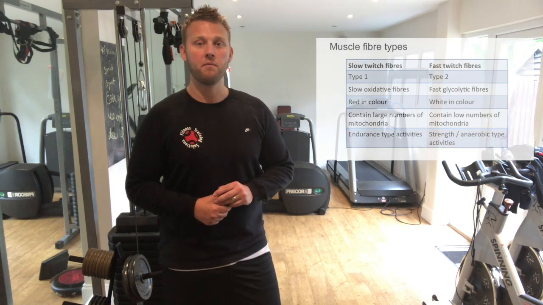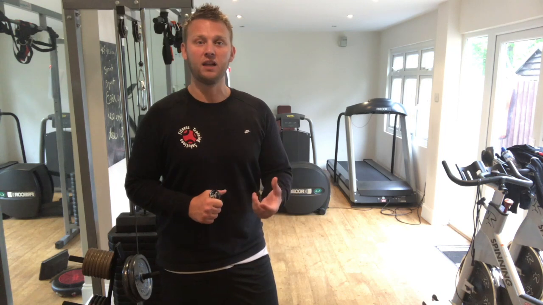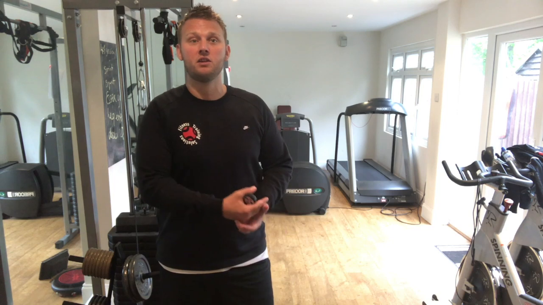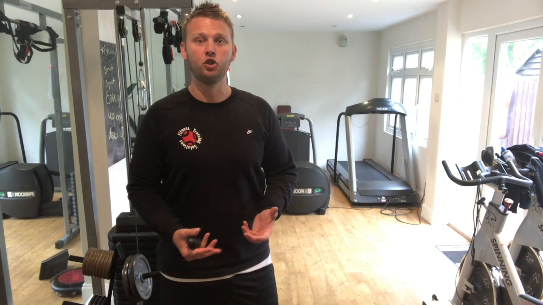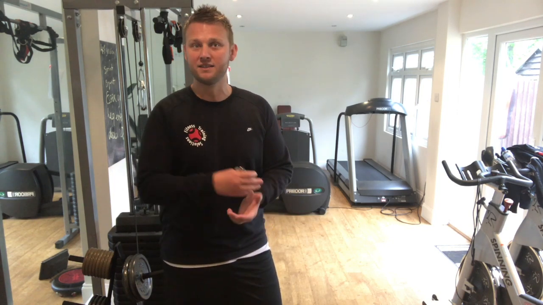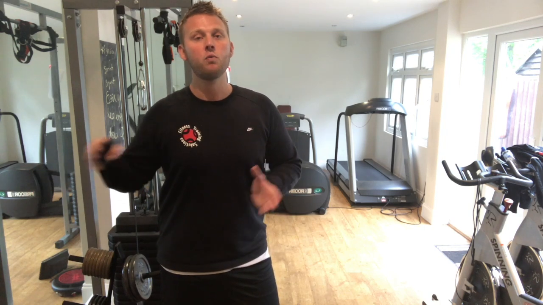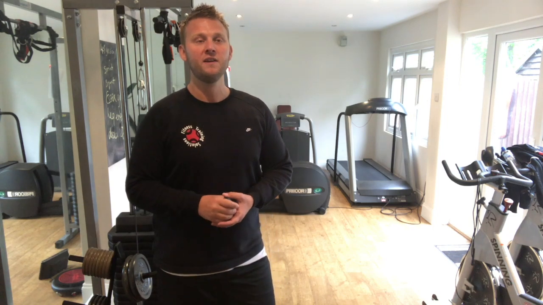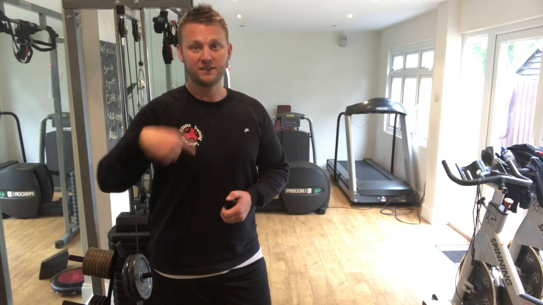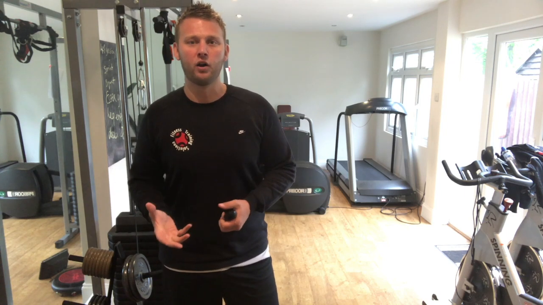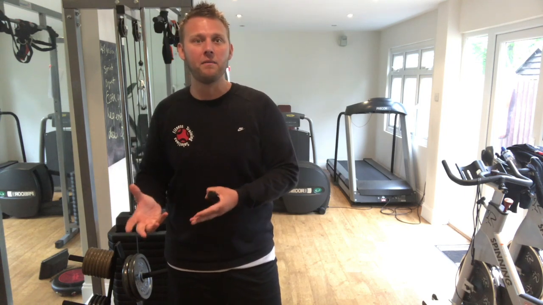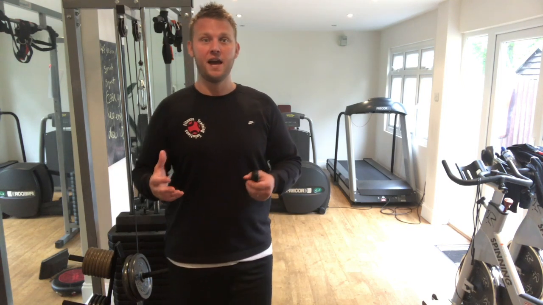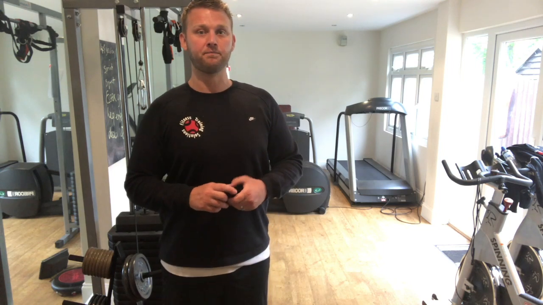The way I remember it is I always think, if it's slow, we're looking at endurance based events. Endurance is aerobic activity, so you're going to need a large amount of batteries to sustain for a long period of time. Whereas type 2 fast twitch fibres are fast activating, which means I don't need as many mitochondria, I don't need as many batteries to power my cells because I'm only going for a short period of time. So it's going to be good for strength and anaerobic type activities.